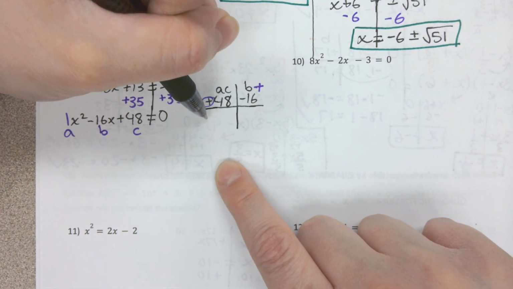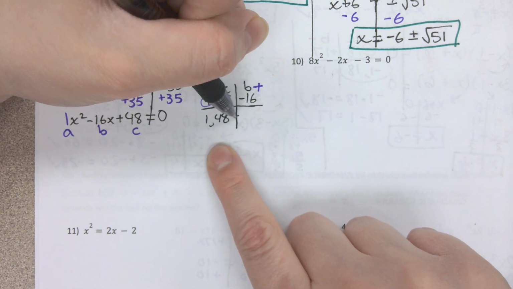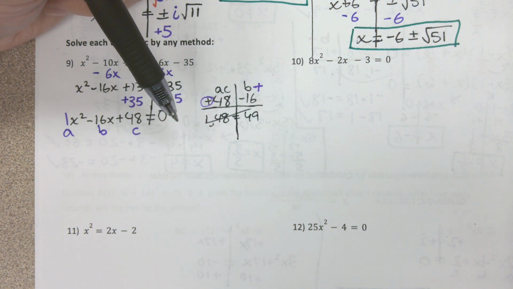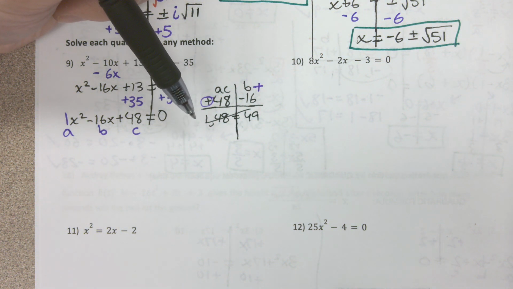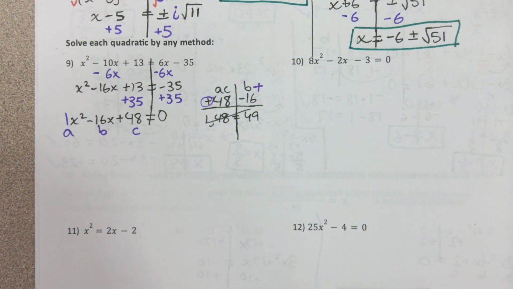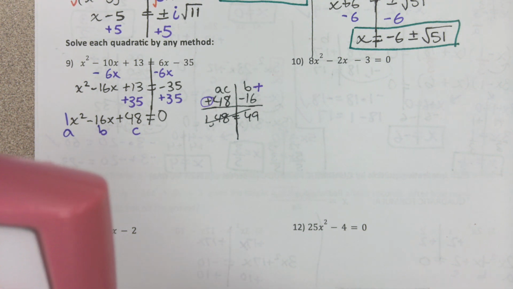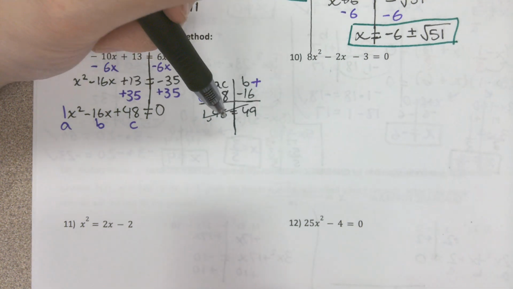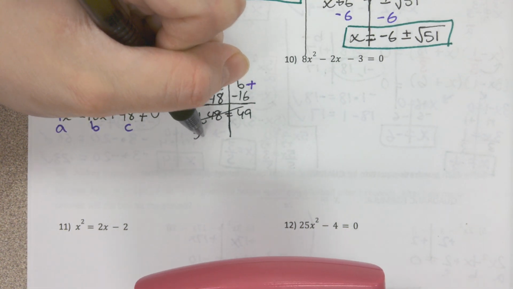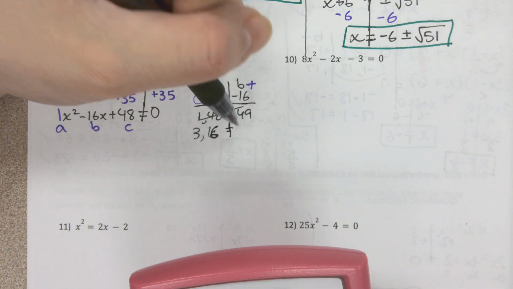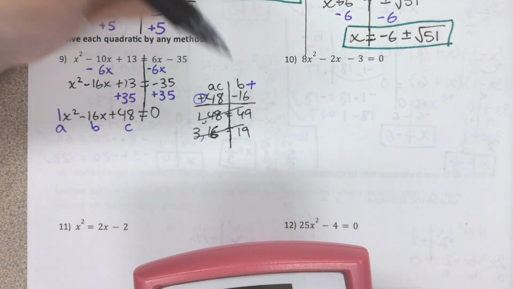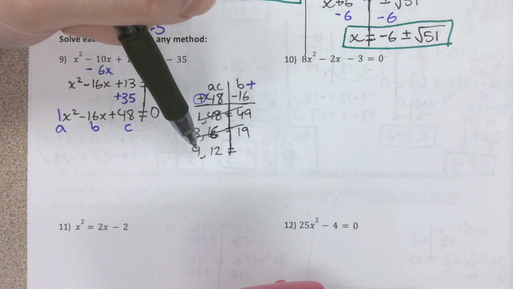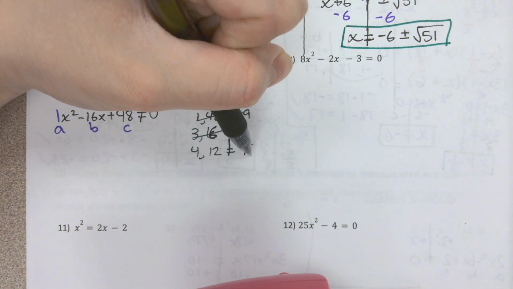So let's start easy. We've got 1 and 48. If I add these, I get 49. That's not what I want. Let's see, we have 2 and 24. That's going to be too big. I know we can divide it by 3. Let's try that. 48 divided by 3. That is 16. If I do 3 and 16 and I add, I'm going to get 19, so I don't want that. So let's keep going. 4 and 12. If I add 4 and 12, I do get 16.